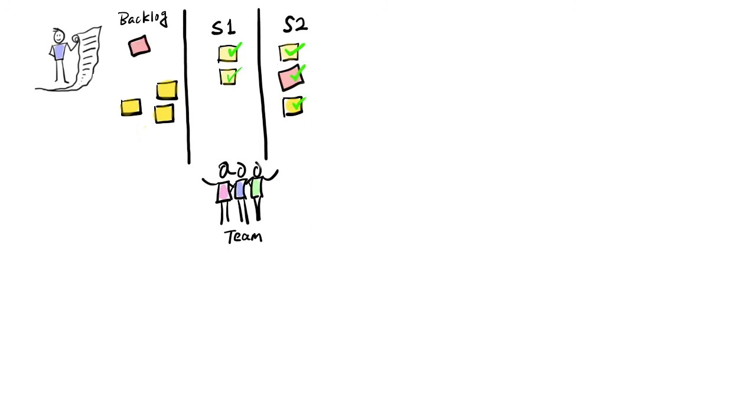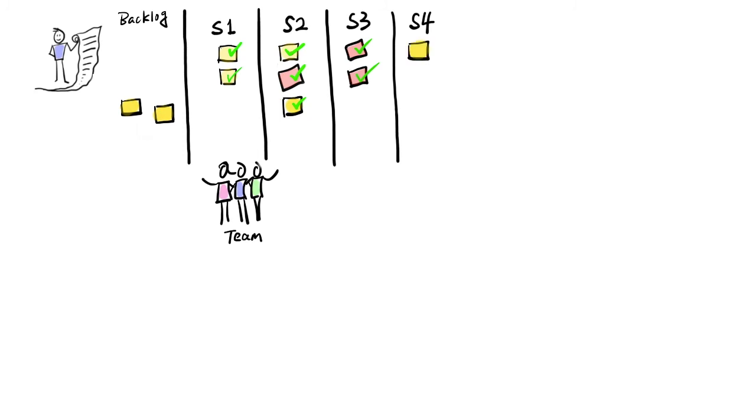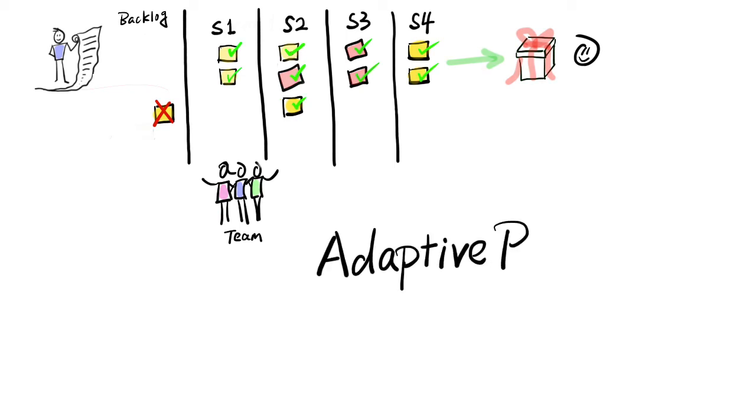At the meantime, Jack is continuously refining the backlog with new ideas and new priorities. The whole team will work in this iterative way until the product is ready for the market. There may still be some items in the backlog, but the team can simply delete them. This is what we call adaptive planning.